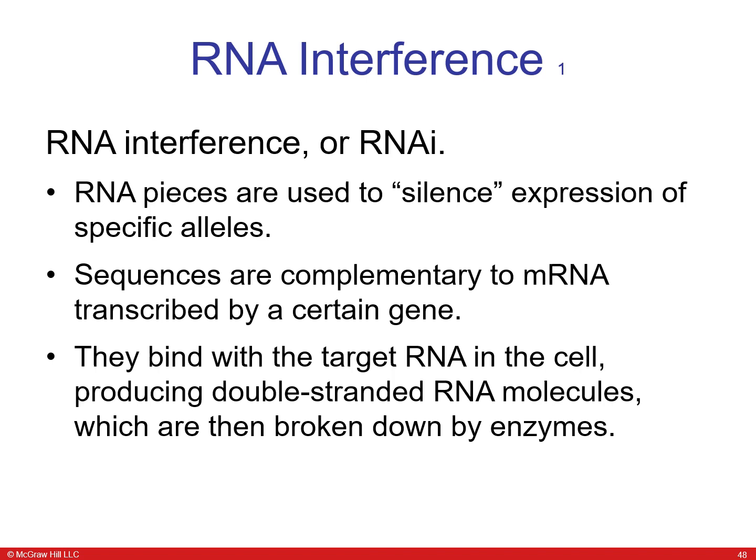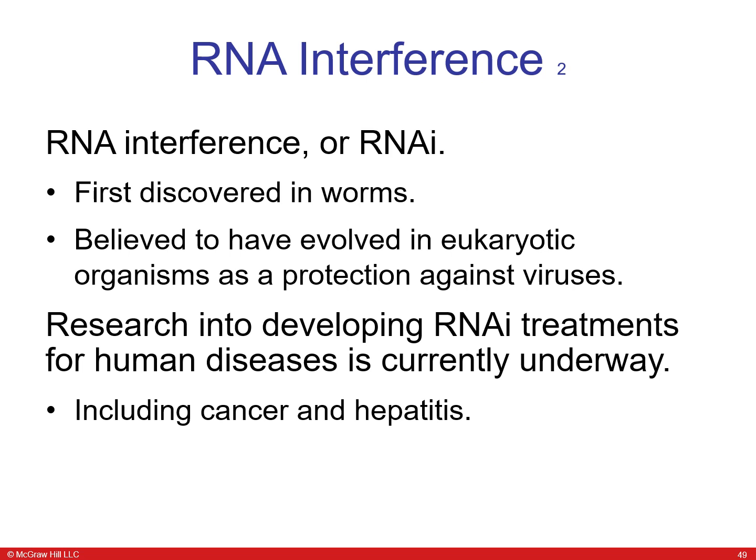We can use what's called RNAi, or RNA interference, to silence expression of specific alleles, where an RNA molecule targets another message to knock down that mRNA so that the protein is no longer expressed. This was first discovered in worms, and there's lots of research on this currently ongoing.